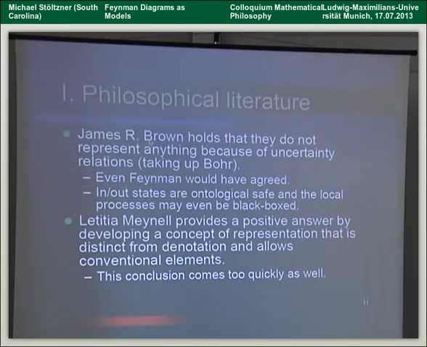James Robert Brown held that they do not represent anything, and he basically took up the idea of Bohr. But of course, even Feynman would have agreed, because everybody knew that in-out states are the safe, long-time limit of a scattering process, and that you had a certain local region which you didn't really black box. Why? You could black box it, then you do S-matrix theory, but you start looking into what can happen in there. So I think that doesn't work.